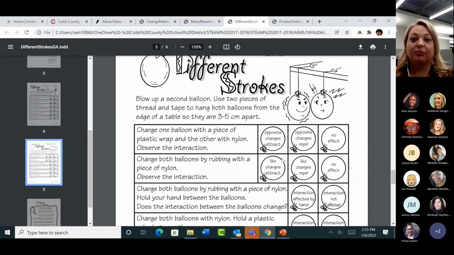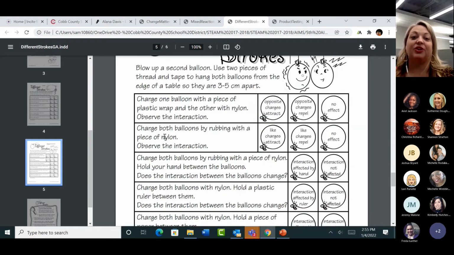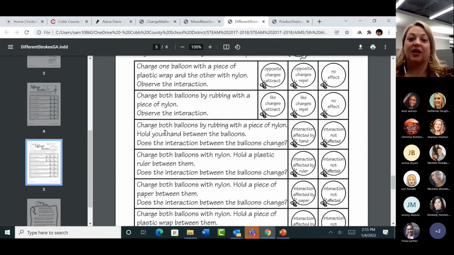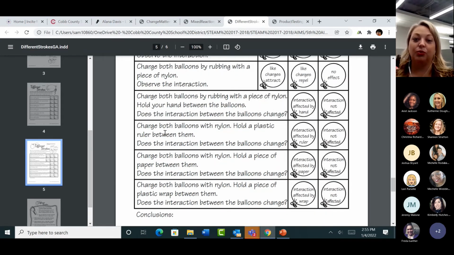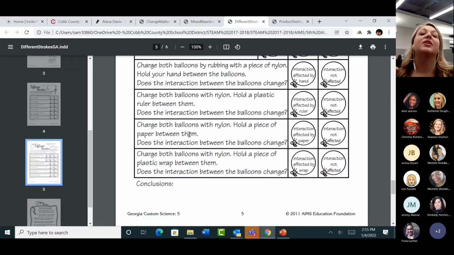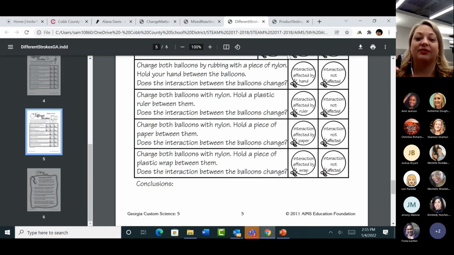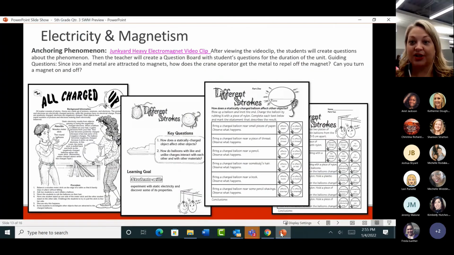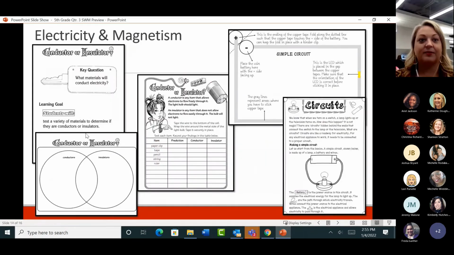Over here, you're going to blow up a second balloon, and you're going to use 2 pieces of thread and tape to hang the balloons 3 to 5 centimeters apart. And you're going to charge one balloon and see how it interacts with plastic wrap, the carpet, pieces of nylon, put your hand in between, hold a ruler in between, paper. So it's really all different types of interactions with that.